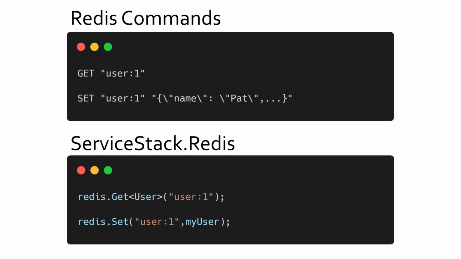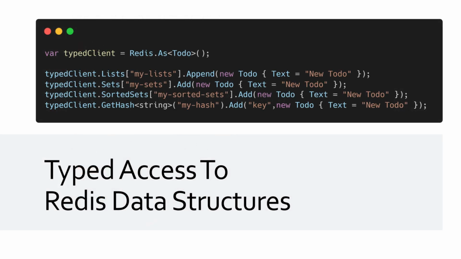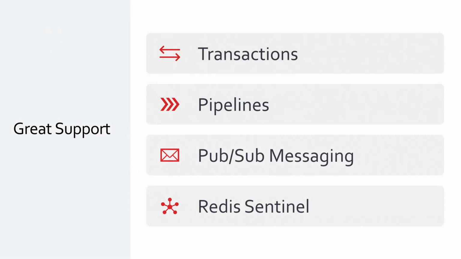One of the main features of ServiceStack.Redis is its support for Redis's advanced data structures. You can use the simple and clean API of the library to perform operations on these data types. This includes everything from strings and hashes to lists, sets, and sorted sets. Another major advantage of ServiceStack.Redis is its support for a variety of Redis services like transactions, pub/sub messaging, and high availability features such as replication and Redis Sentinel.